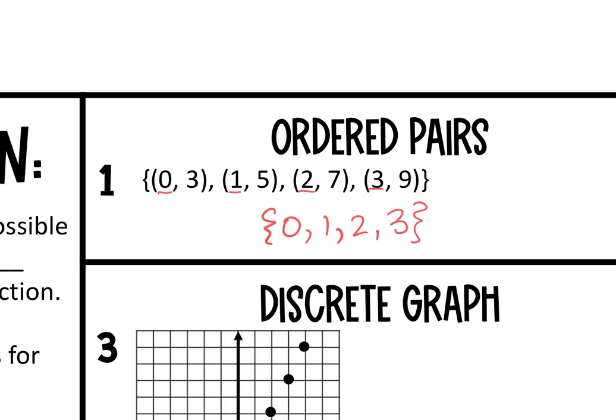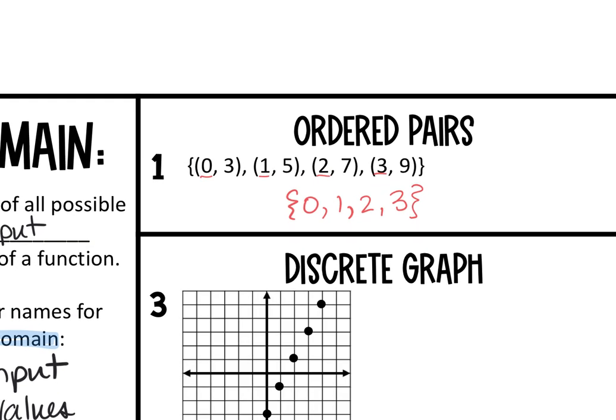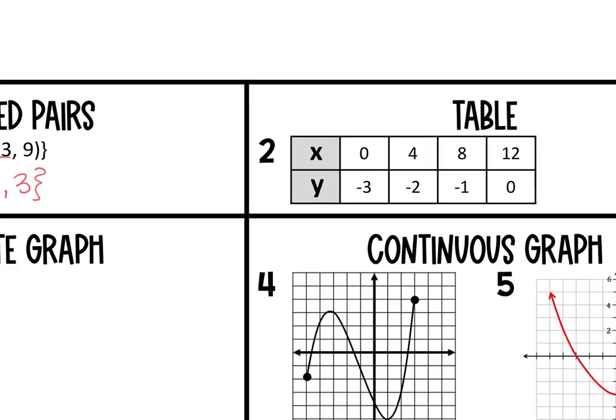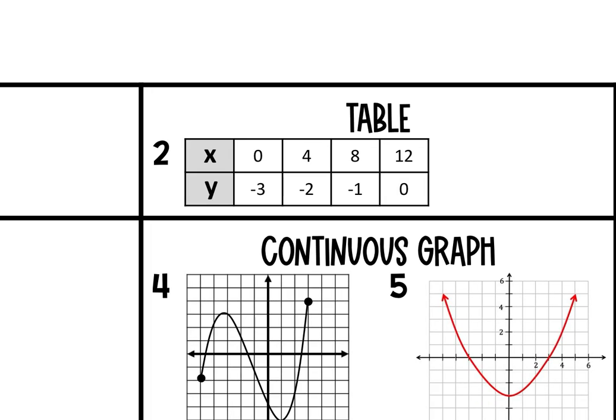So when you are given a set of ordered pairs, it's very easy to list the domain and range. The second representation in number 2 that we see is a table. A table is also just a list of ordered pairs. So when we are listing the domains, once again, we're just listing those x values of each point. So the domain here of this function is 0, 4, 8, and 12. And I just use the little brackets to show that it's the set of those values.